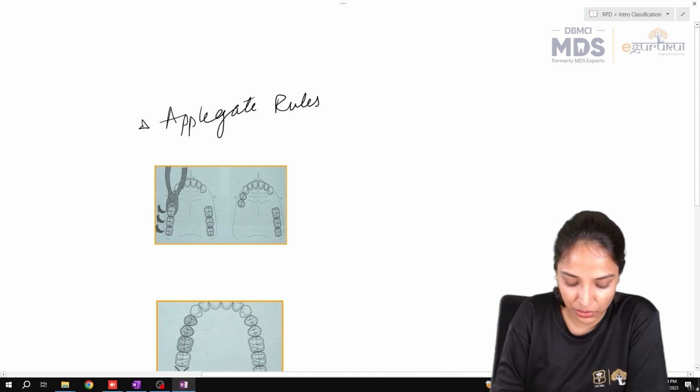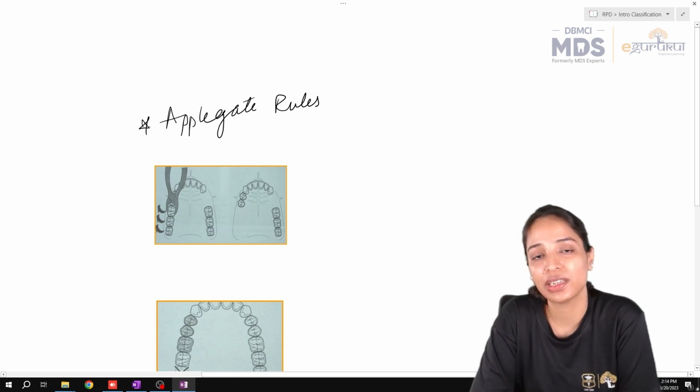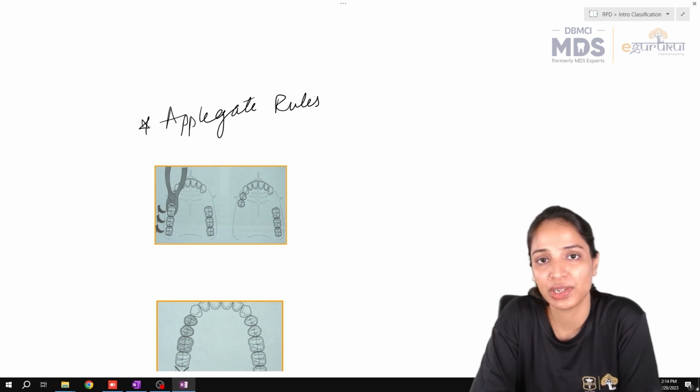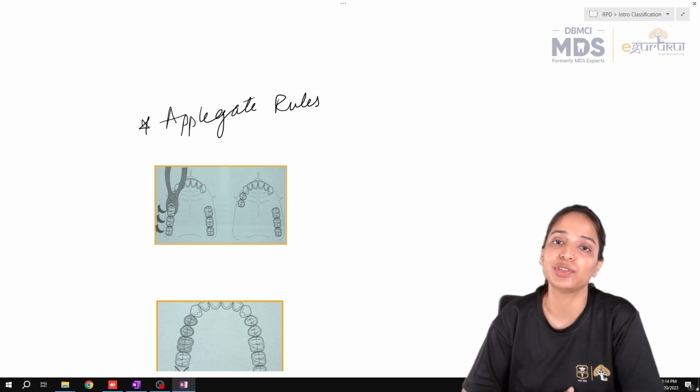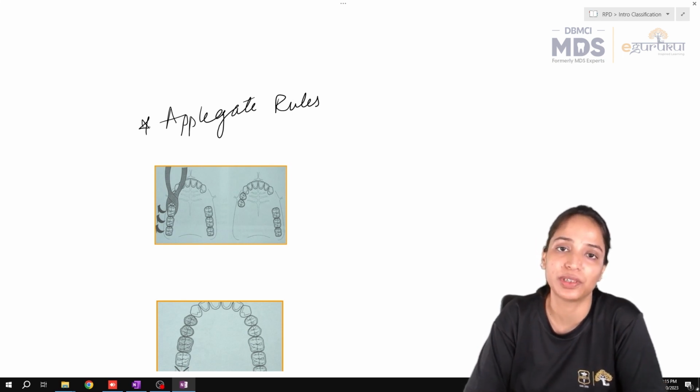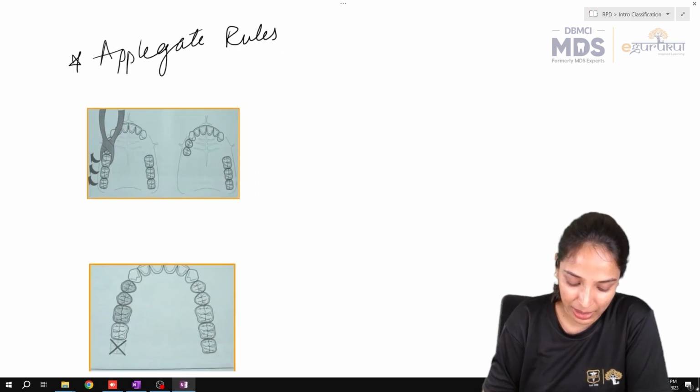So what are these rules? Applegate Rules are a set of rules that are used to apply the Kennedy classification to a partially edentulous condition. They are basically a set of guidelines that have been given to apply this particular classification. So what are Applegate Rules?